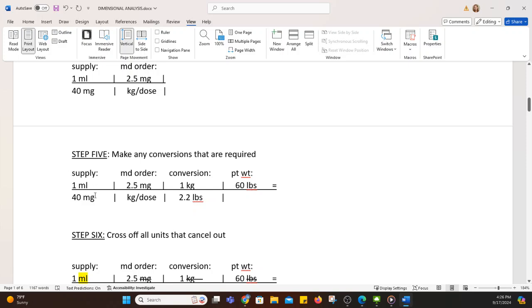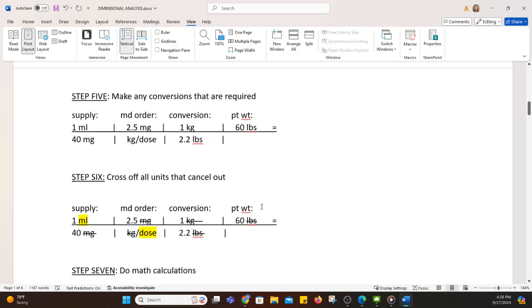Okay, so we've got the supply, we've got the order, and then we need to start looking at what I need to get rid of. So what kind of conversions do I need to do? And then I need to consider the patient's weight in this situation, because we have to get rid of all these kinds of units. So if I have kilograms down here, we know that we have the kid's weight in pounds. So we're going to get rid of kilograms, we're going to go 1 kilogram equals 2.2 pounds. And then we're going to include the patient's weight, 60 pounds. And let's see how that works when we cancel off all the units.